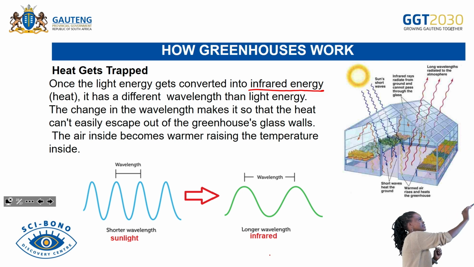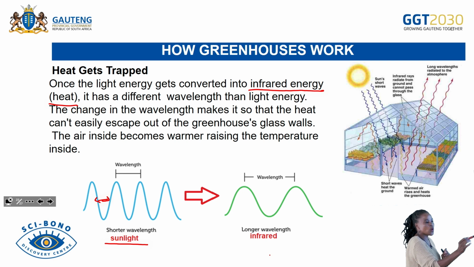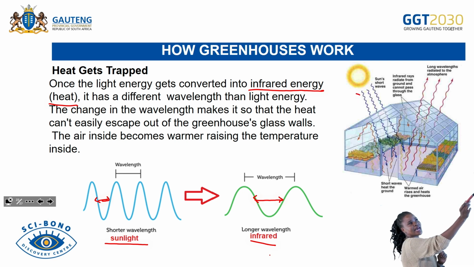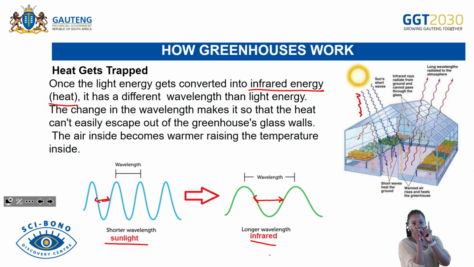Remember, the infrared energy is our heat energy. Now, the wavelengths are no longer the same. When it is outside, when it is the energy from the sun, can you see the wavelengths are shorter as compared to the wavelength when it has now been converted into what? Into the infrared energy. So when it's from the sun, can you see the heat waves? The wavelengths are small. Can you see they are smaller as compared to the converted energy, which is now infrared energy?